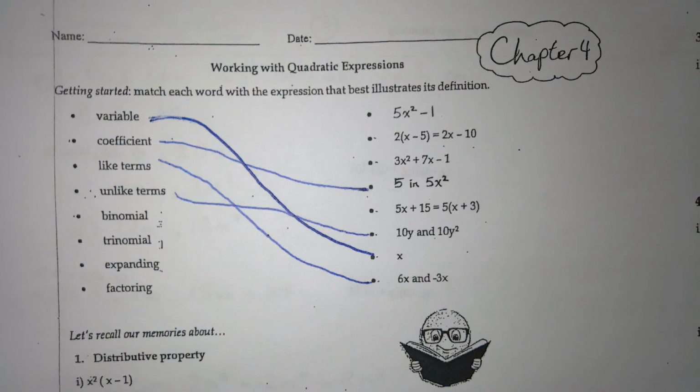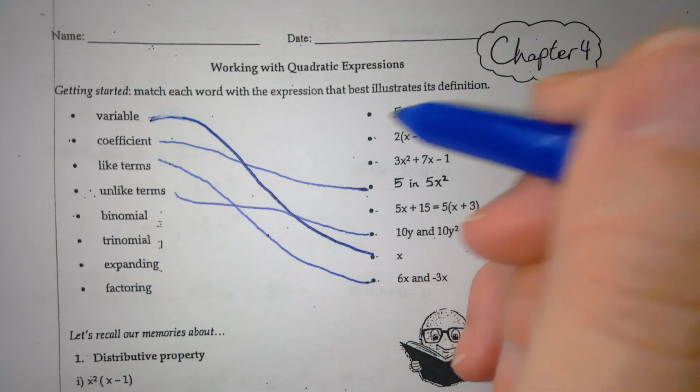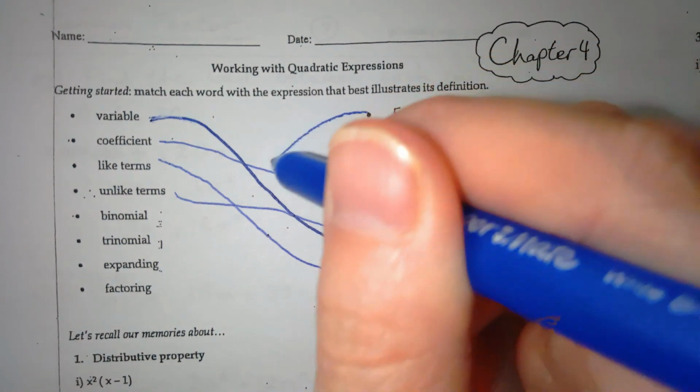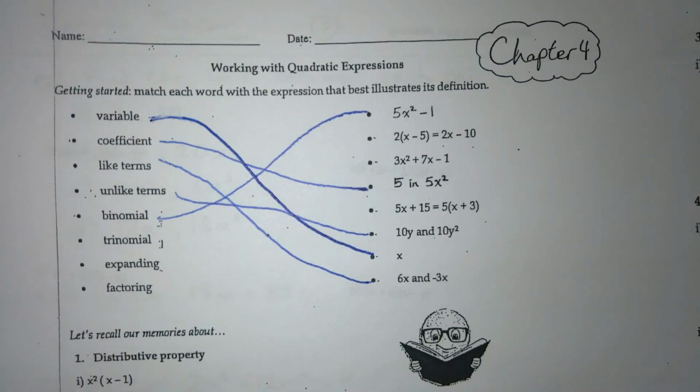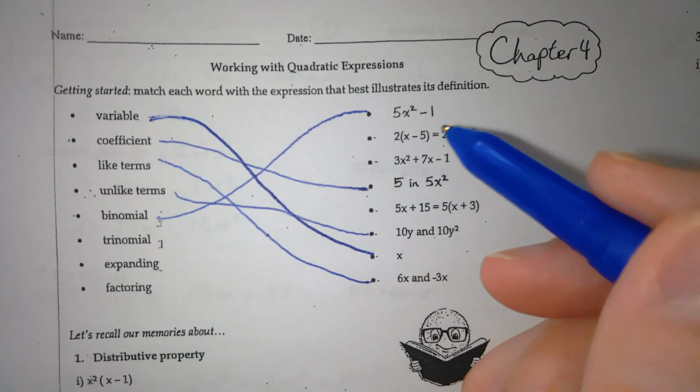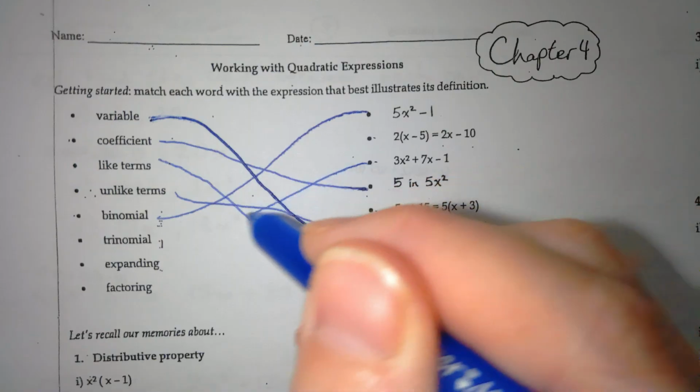Binomial. What's a binomial? Ion? Five x squared minus 1. So bi, like bicycle, means 2 terms. Sedan, what are trinomials then? 3 terms. So 3x squared plus 7x minus 1.